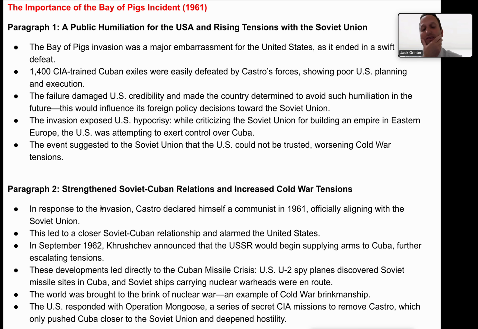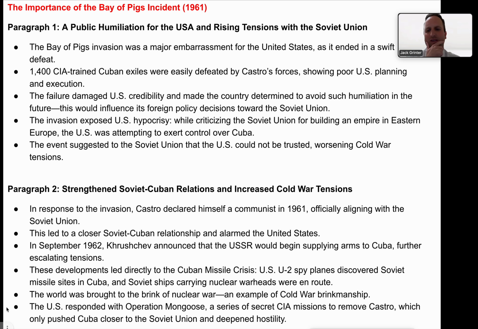And then what I would do for the second paragraph is say about how it strengthens Soviet-Cuban relations, and it leads to the Soviet Union, which we'll look at in a minute. They begin supplying arms to Cuba, and this leads to the Cuban Missile Crisis, which is what we're going to look at in a minute.